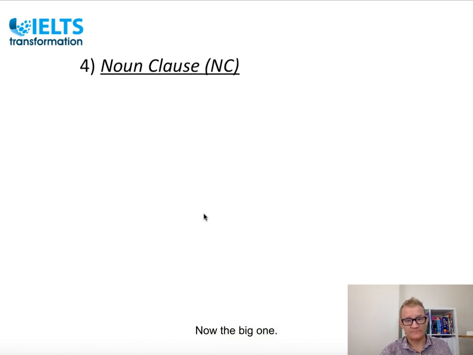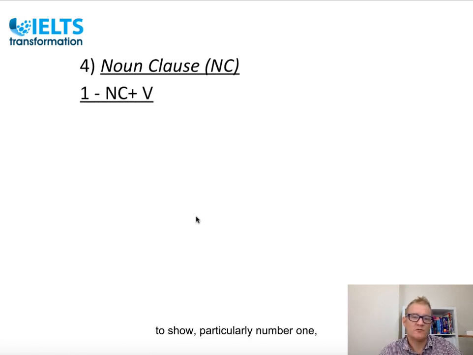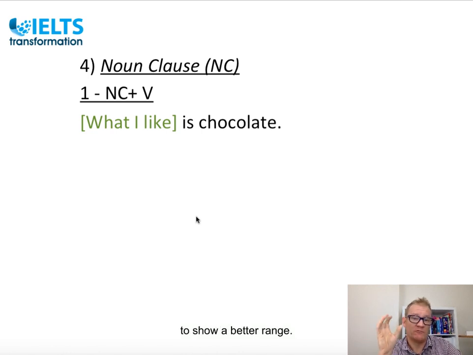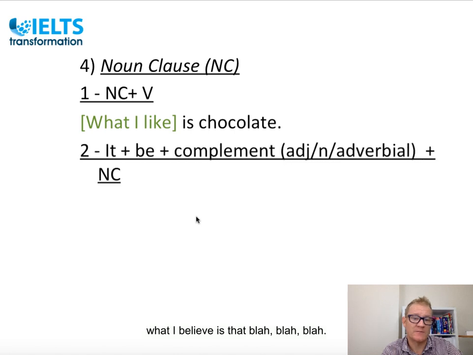Now the big one. I say the big one because we've talked about this in the noun clause section, of course, and I think these are an easier way to show, particularly number one, to show a better range. So you don't need to say, I like chocolate. What I like is chocolate. I believe that what I believe is that, blah, blah, blah.